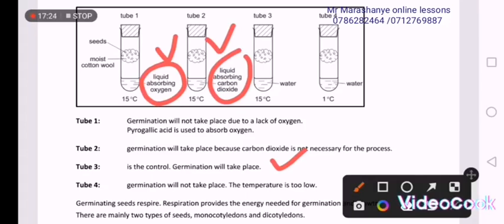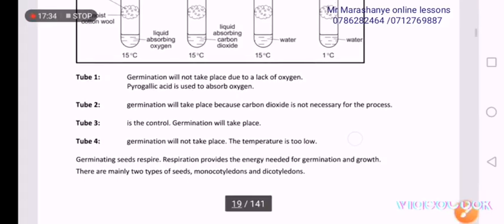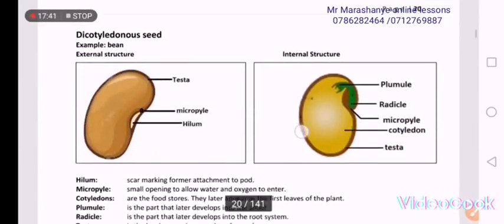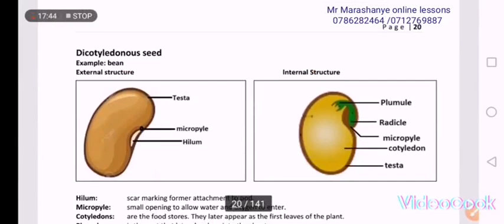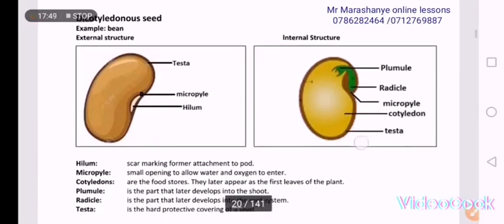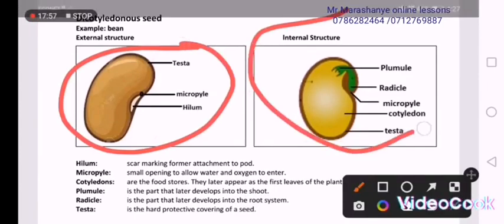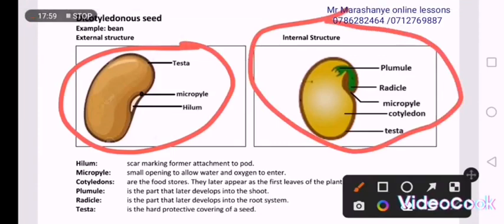Okay? Right? Let's go. Germinating seeds respire, providing the energy needed for germination and growth. There are mainly two types of seeds, monocotyledon and dicotyledon. A dicotyledon seed, for example, is a bean seed. Here we are shown the external and internal structure. This one is the external and this one is the internal, of a bean seed.